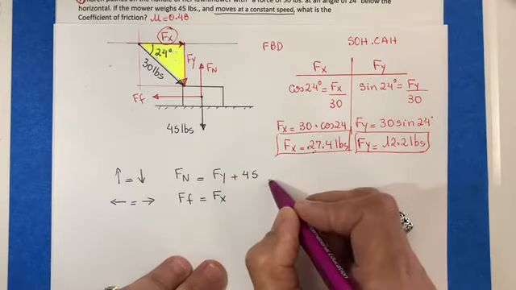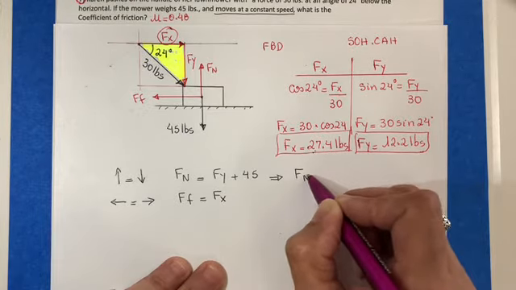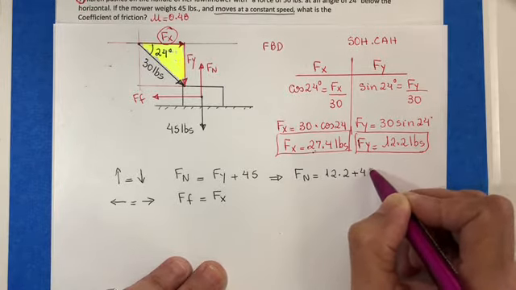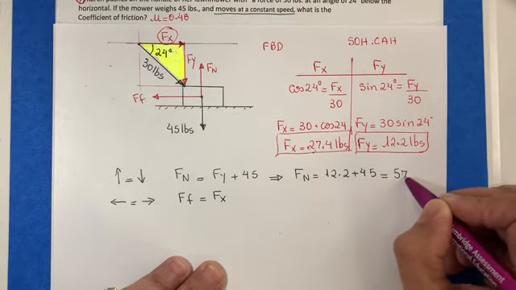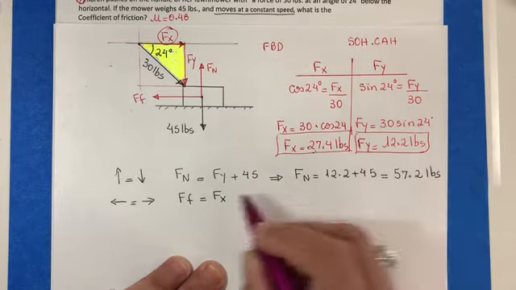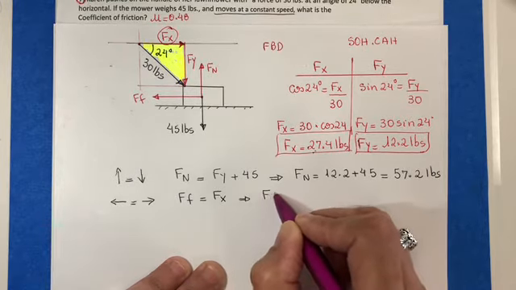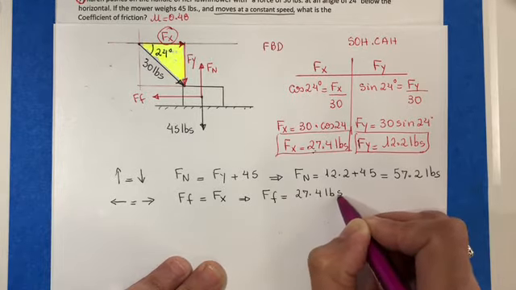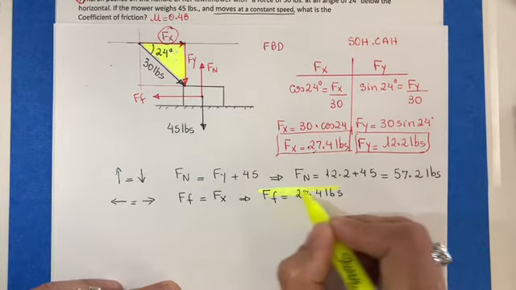So I can calculate my Fn, which is 12.2 plus 45. So that will give me 57.2 pounds. So that's my Fn. And my Ff is 27.4 pounds. Okay, so now I have those two values, this and this.